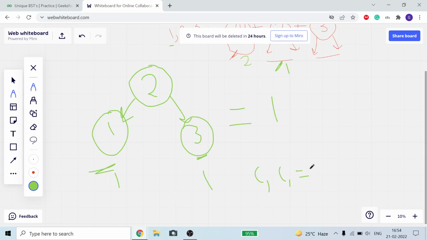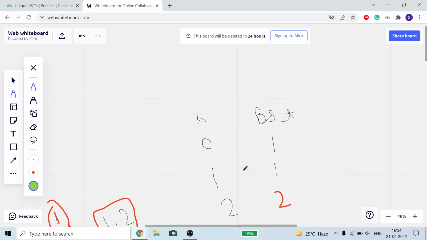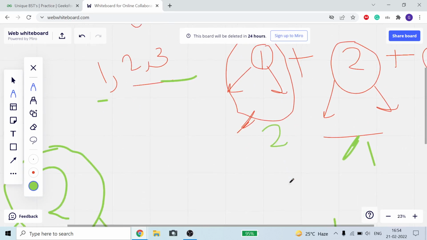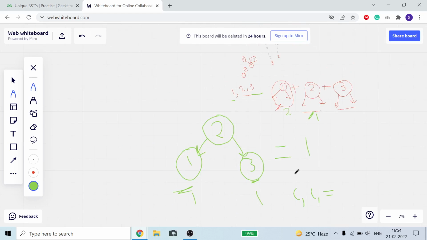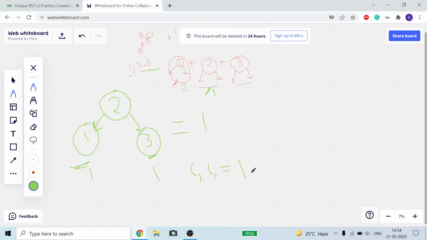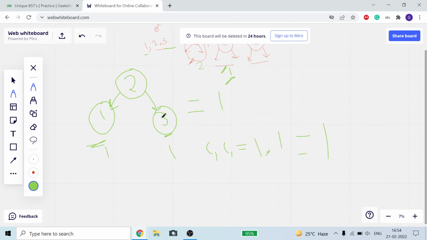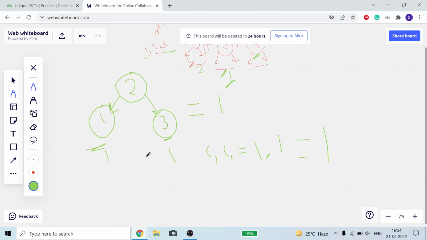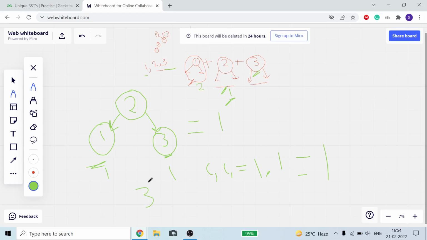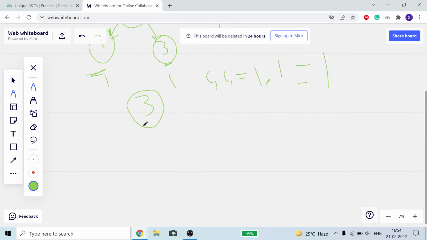What is count of 1? Count of 1 is equal to 1. So here you can say 1 into 1 is equal to 1. So you can see here 1 will come. Similarly, we will find out for 3 as a root node, its left and its right.